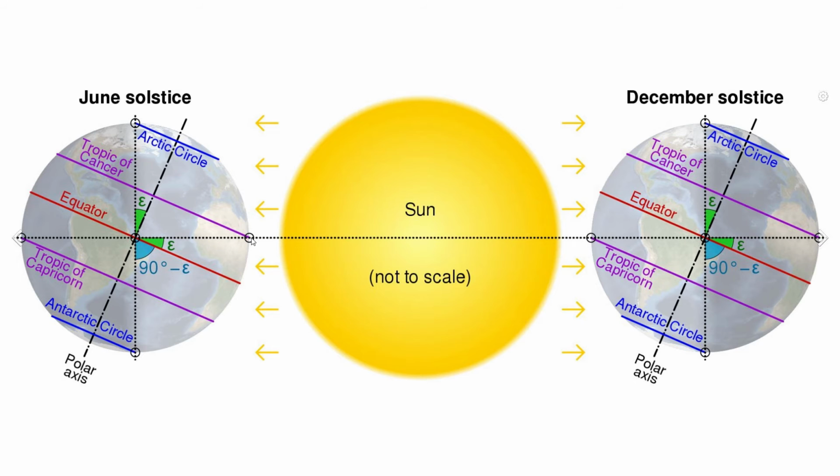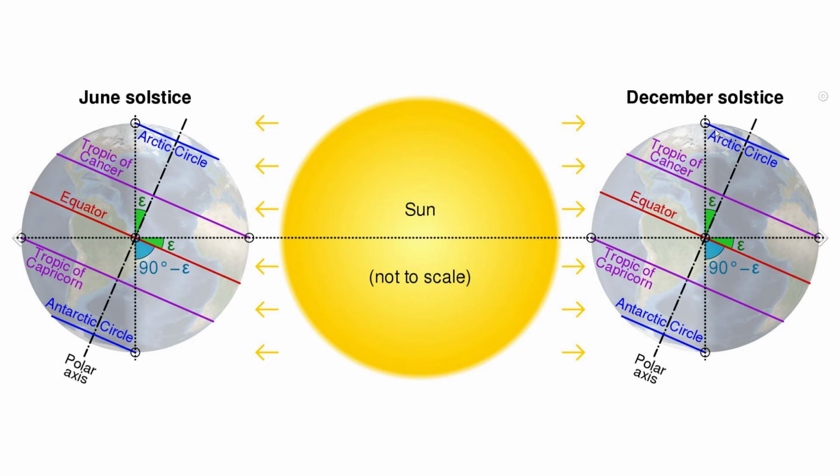Here's the funny thing though, because the summer for people in the northern hemisphere is winter for people in the southern hemisphere. So it's more accurately described as the June solstice for everybody, or the summer solstice for the northern hemisphere and the winter solstice for the southern hemisphere.